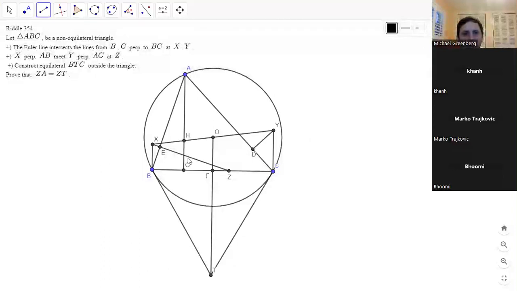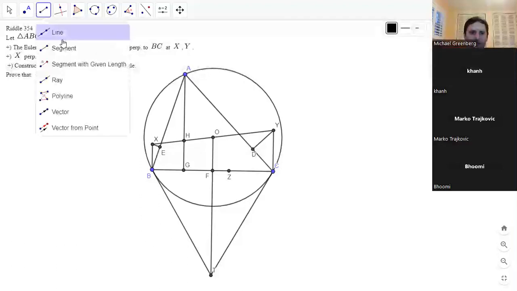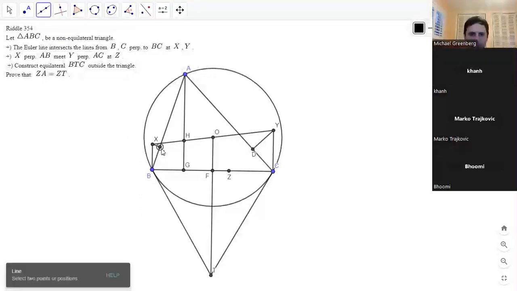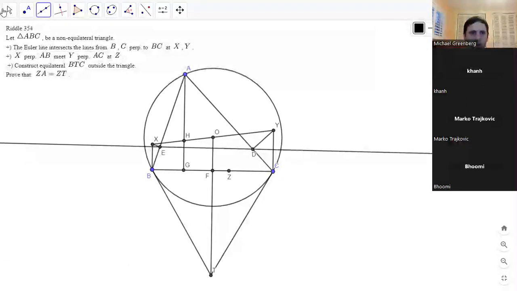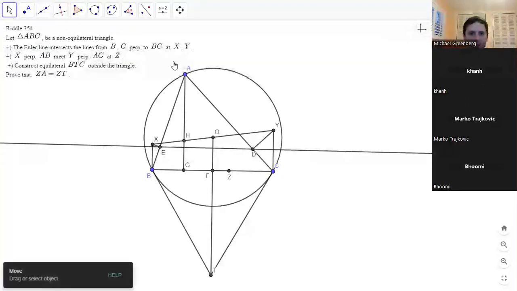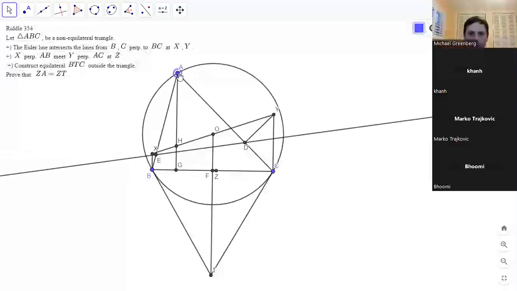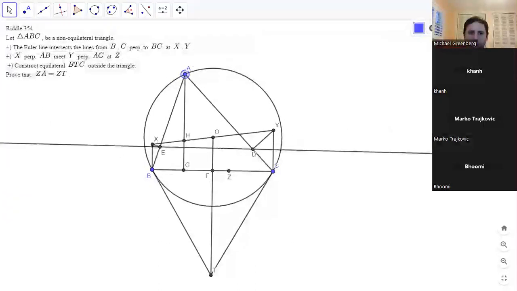If I hid this for a second, and I just drew this, is it obvious that AEGD is cyclic? I wonder if EB is parallel to BC. Let's see. No, it's not true that EB is parallel to BC.